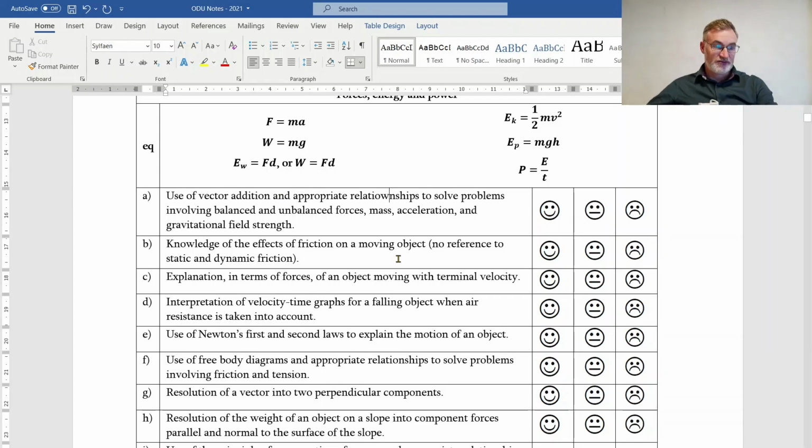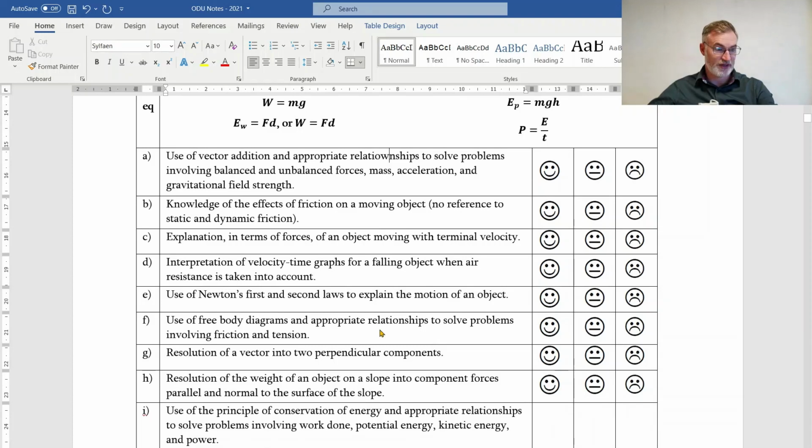Knowledge of the effects of friction on a moving object: friction will always act against the motion of an object, or act against the force causing the motion of an object. Explanation, well, we're not going to look at terminal velocity, so these two we'll do in another lesson. Use of Newton's first and second laws to explain the motion of an object.